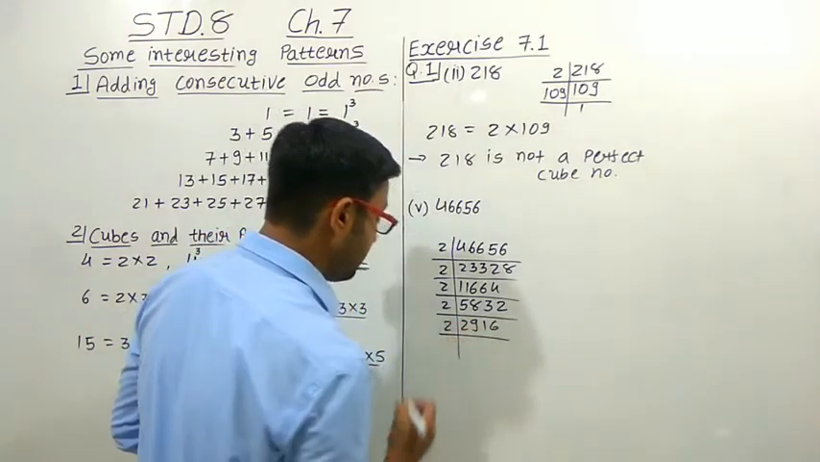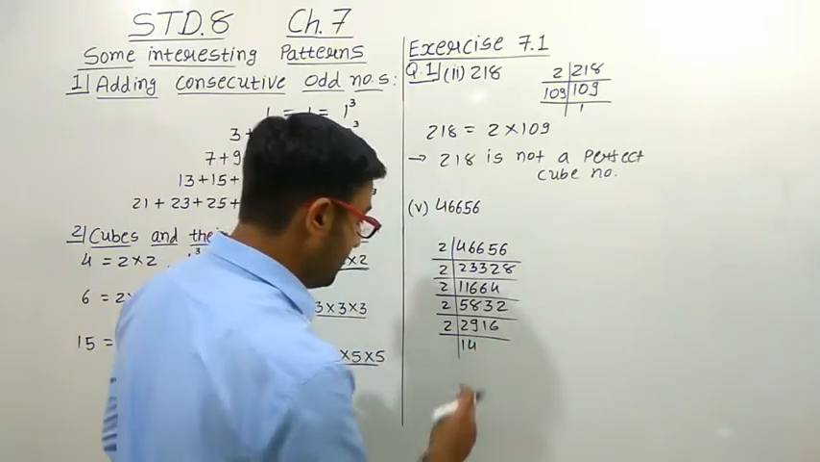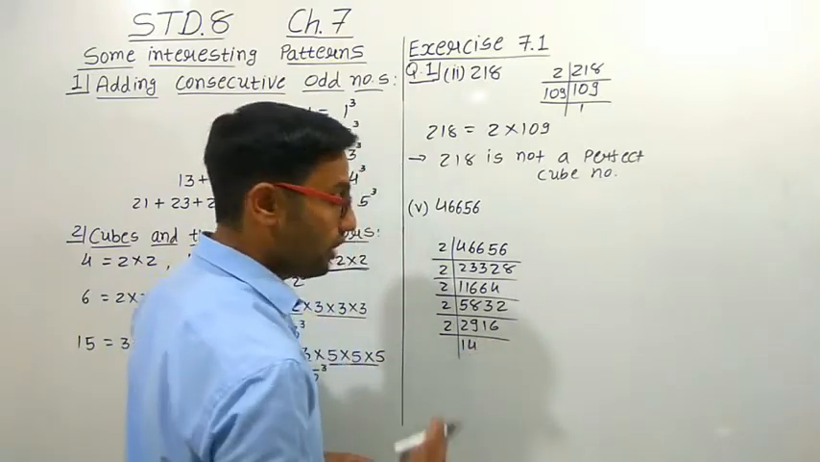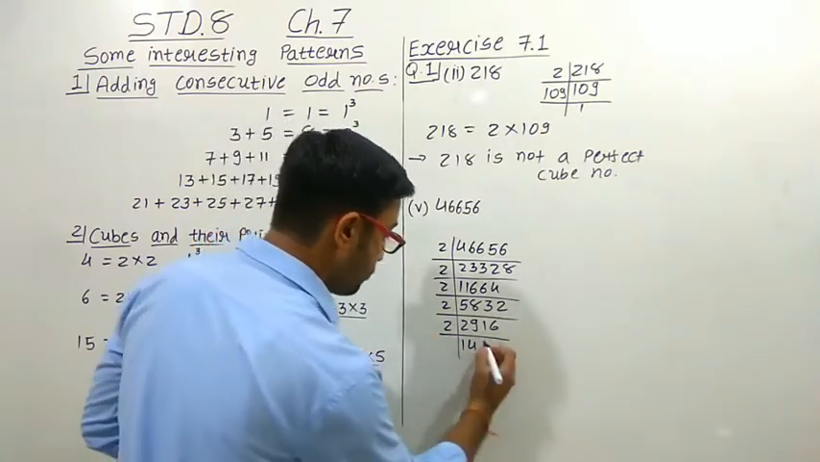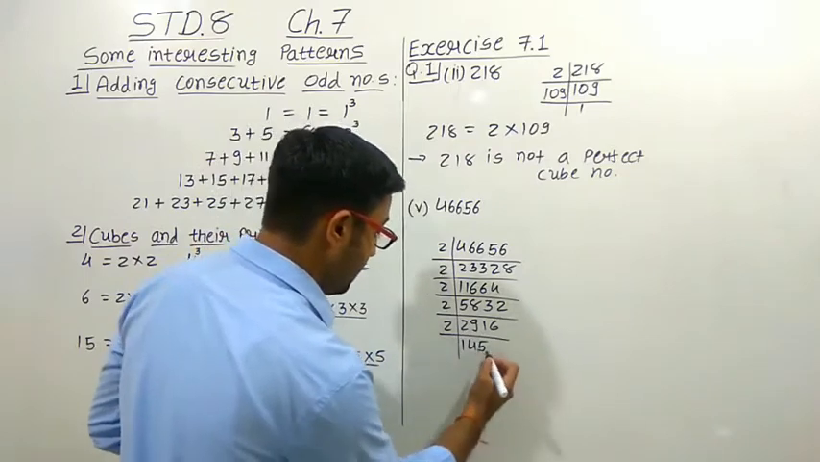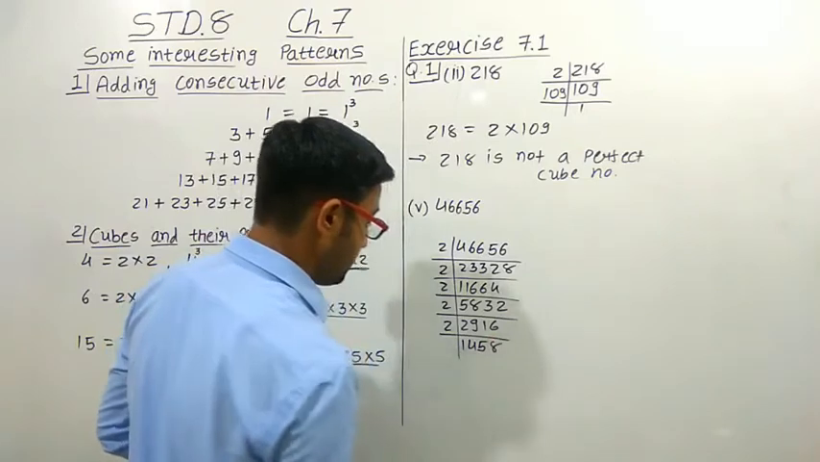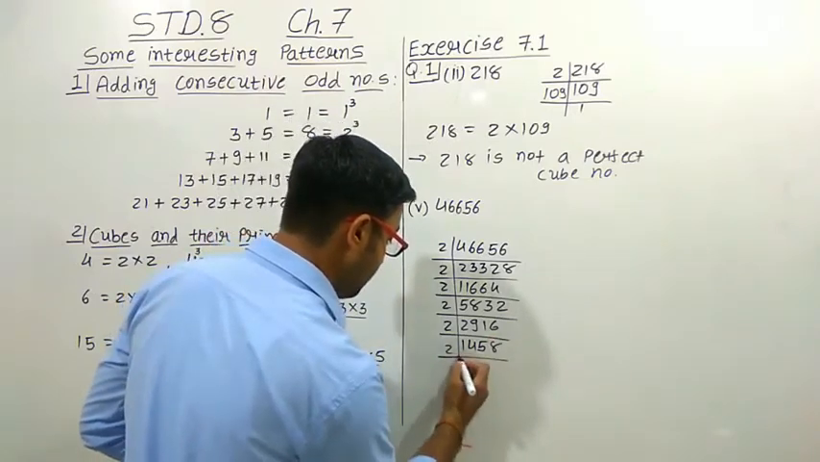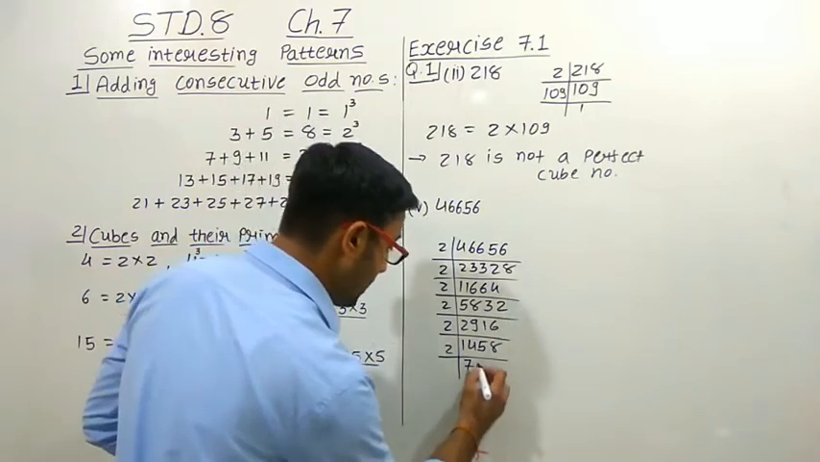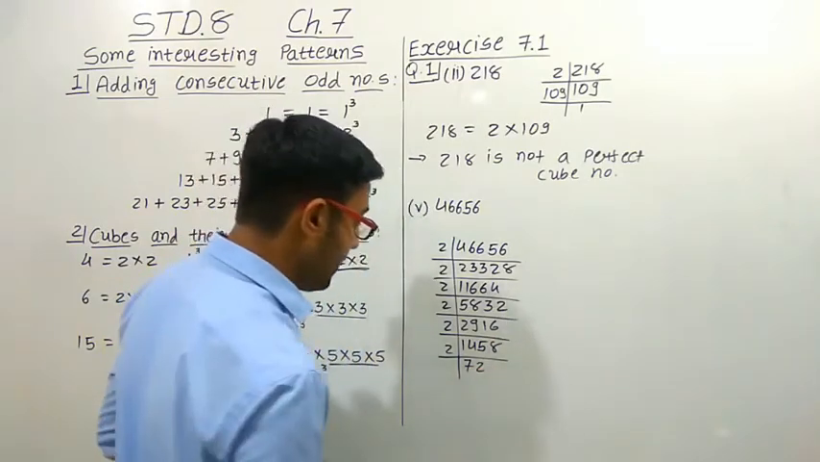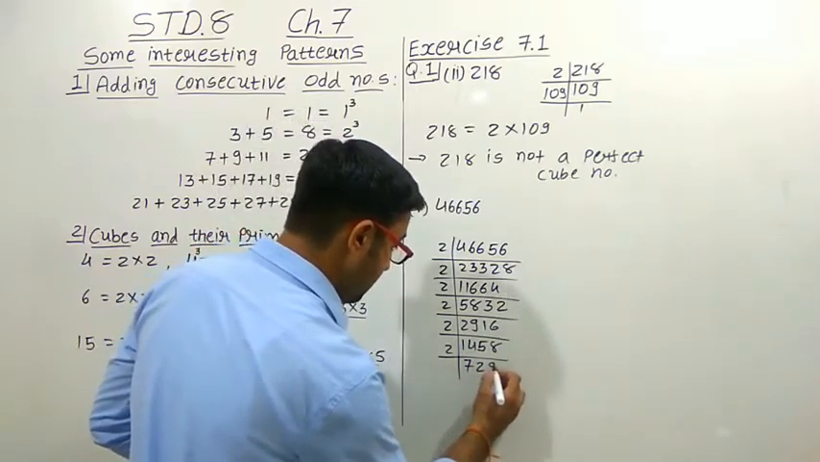Again we can divide by 2. 2 ones are 2, 2 fours are 8, 1 is there, 11, 2 fives are 10. Again 1 is the remainder, 16, 2 eights are 16. Okay, divide again by 2. We get 2 sevens are 14, 2 twos are 4, 18 is there, 18 is there. So 2 nines are 18.